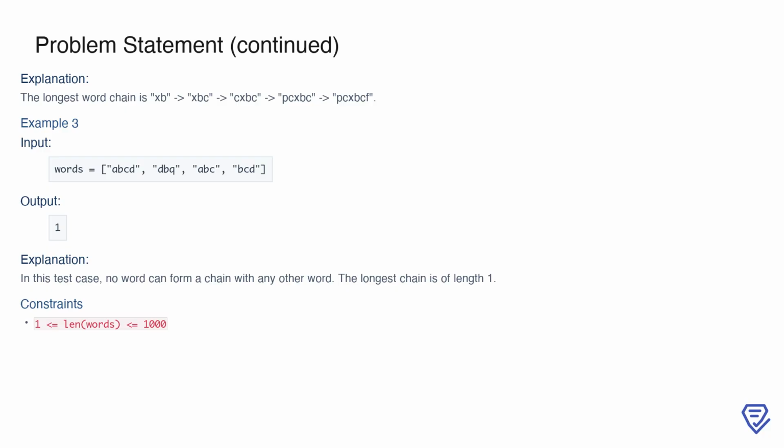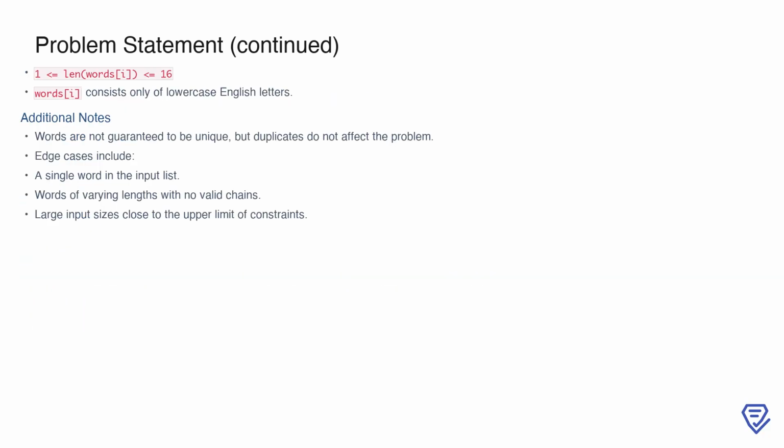Finally, let's look at the constraints of the problem. The number of words in the input list can range from 1 to 1000, and the length of each individual word will be between 1 and 16 characters. All words are made up of lowercase English letters only, so you don't need to worry about uppercase letters or special characters. There are a few additional notes to keep in mind.